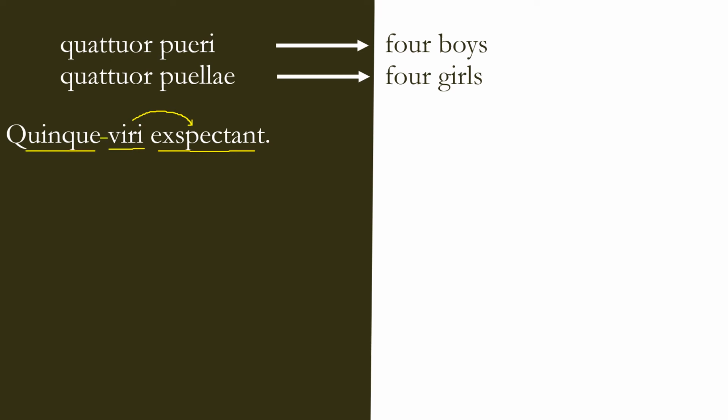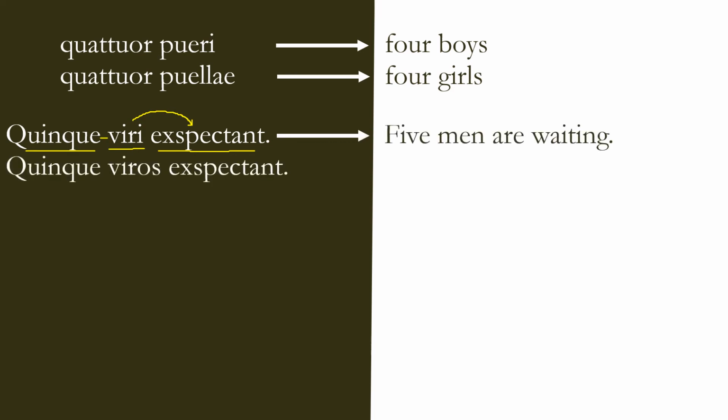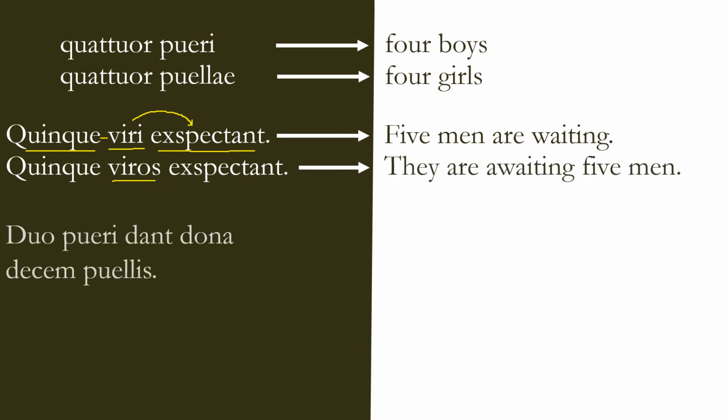5 men are awaiting. Yes, we could say the men are awaiting 5, like they're awaiting 5 people, but we're going to keep it simple for now. We can change this around and put viri in the accusative, which means they're not doing any waiting at all, they're being awaited. Expectant, quinque viros. They're awaiting 5 men.